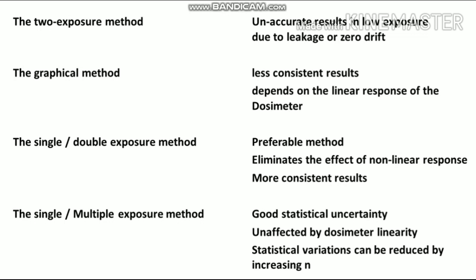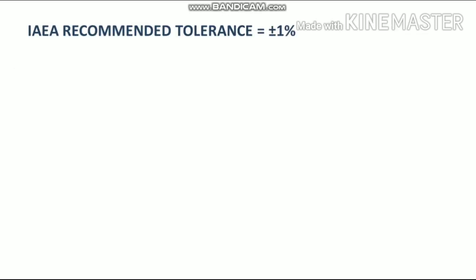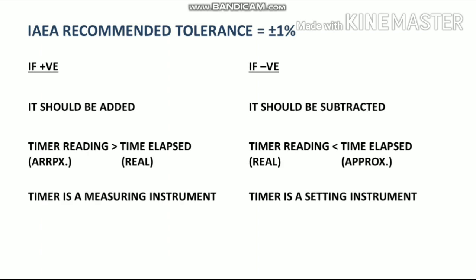Similarly, the single or multiple exposure method is also independent of the linear response of the detector and gives a very good statistical uncertainty in results, and the statistical variation can be reduced by increasing the number of n. The results obtained from the measurement should be within a tolerance of plus minus 1% as recommended by IAEA. If it is positive, it should be added, and if it is negative, it should be subtracted.